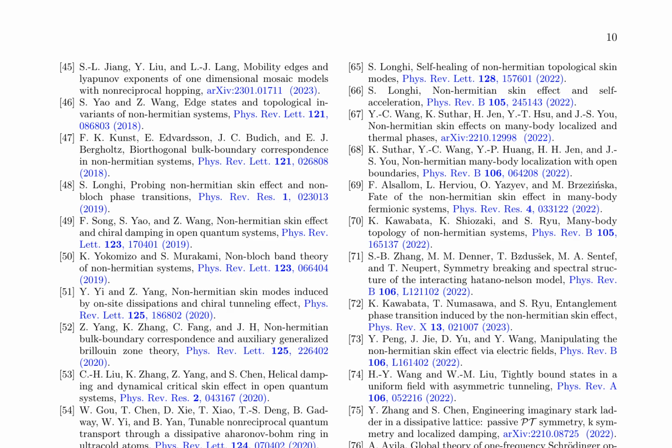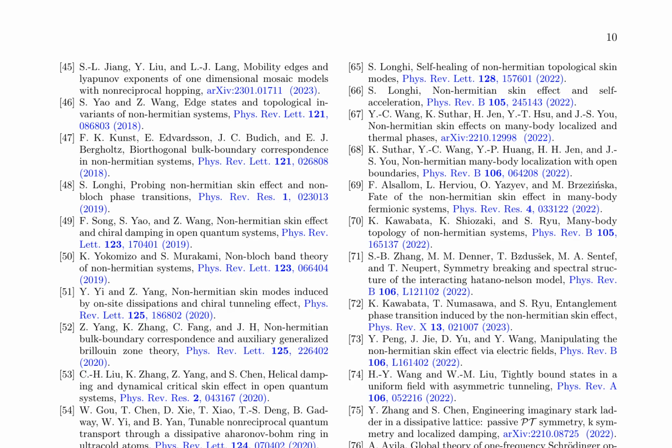Non-Hermitian systems exhibit a unique phenomenon known as the skin effect, which has significant implications for topological phases. Previous studies, including those by Jiang et al., Yao and Wang, Kunst et al., Longhi, and others, have explored this effect in various contexts, such as disordered non-Hermitian systems, ultracold atom systems, and many-body localized and thermal phases.